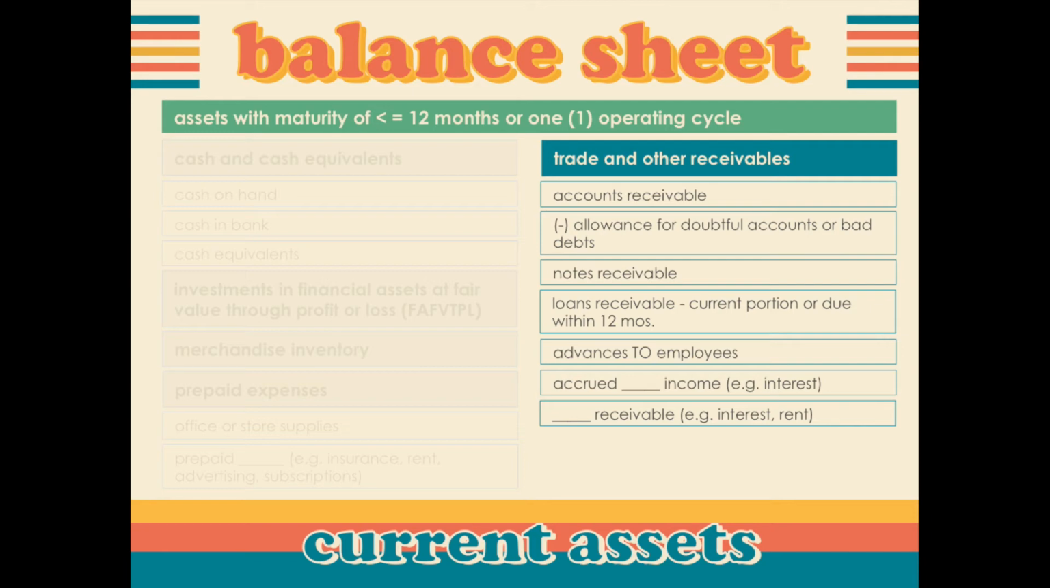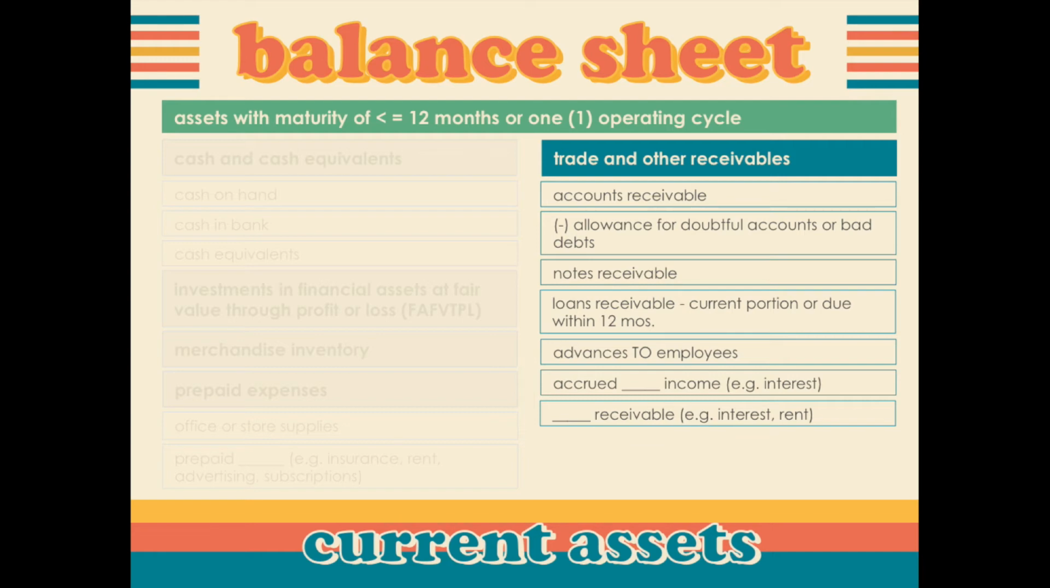For example, you can have accrued interest income for interest on notes receivables, or you can also have accrued rent income if the transaction pertains to rent to be collected from your tenant. Instead of accrued rent or accrued interest, you may also use the terms interest receivables and rent receivable.